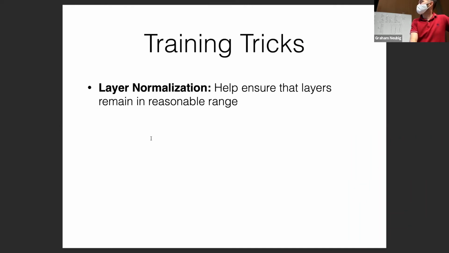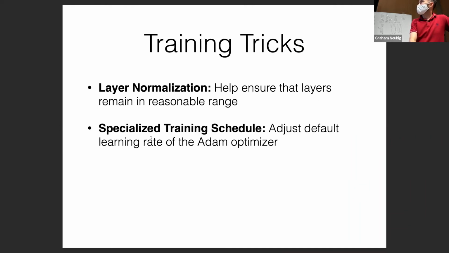Layer normalization is very important. They also have a specialized training schedule. It's called the Noam training schedule, colloquially, after Noam Shazeer, one of the authors. Basically it uses the Adam optimizer, but it phases in the learning rate at the very beginning and then gradually decreases it later. This is very important because transformers are more difficult to train than RNNs. If you don't do this, they'll get into a very strange space at the beginning of training and not be able to recover.